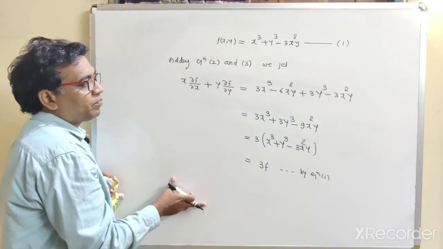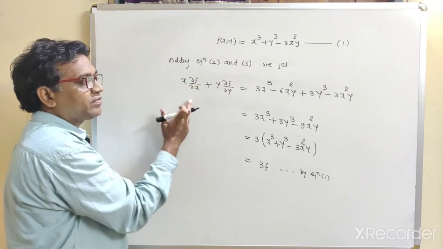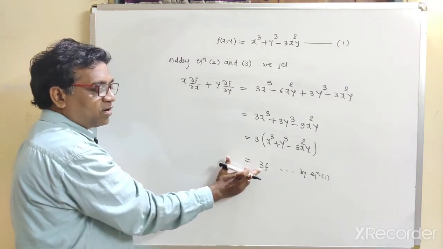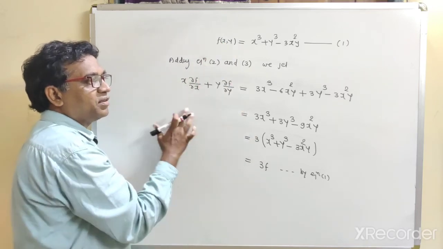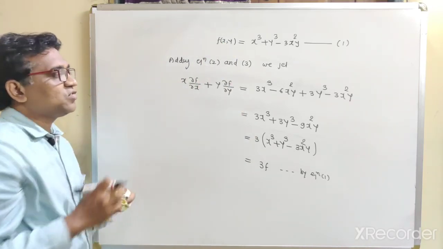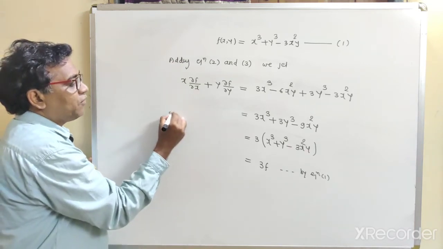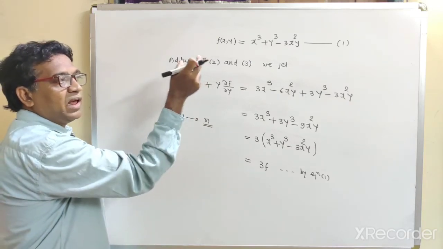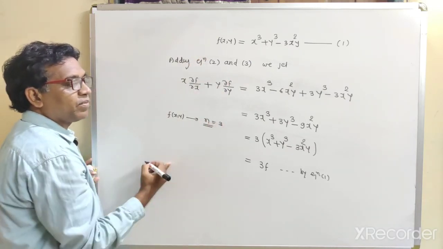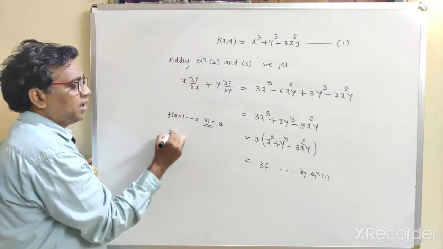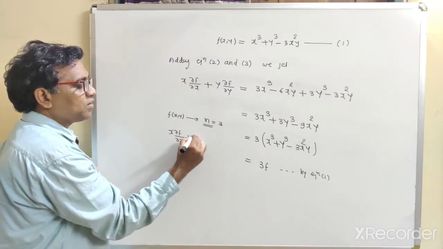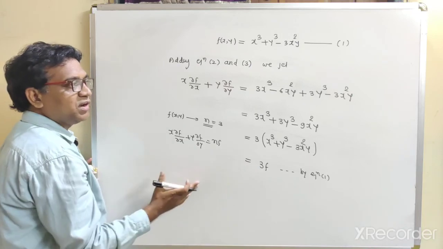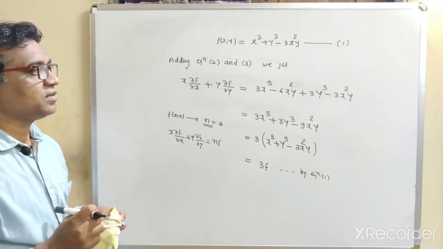So see what we get. The value of x into del f by del x plus y into del f by del y is given as nf, or it is 3f. What is this? n equal to 3. n means the degree of that homogeneous function. So see what is the verification of Euler's theorem. If f(x,y) is a homogeneous function of degree n, we are given f(x,y) as a homogeneous function of degree 3. So what is the statement of Euler's theorem? x into del f by del x plus y into del f by del y is given as nf. So we have shown that this is equal to 3f. So this is the verification of Euler's theorem. Thank you.